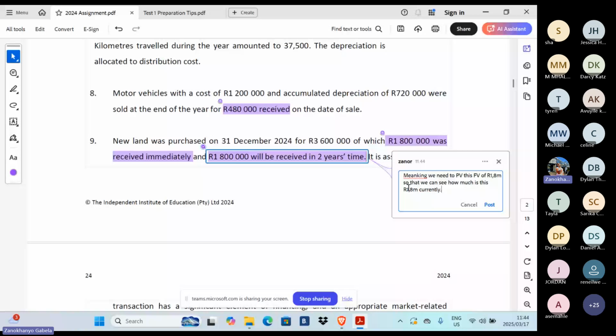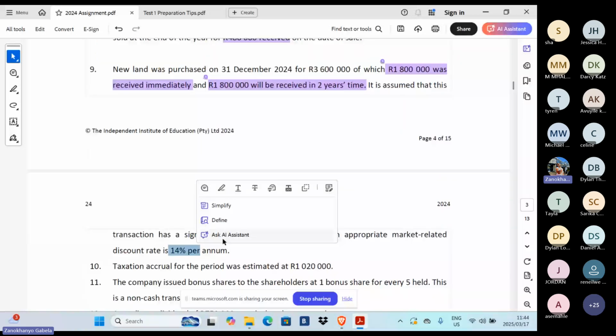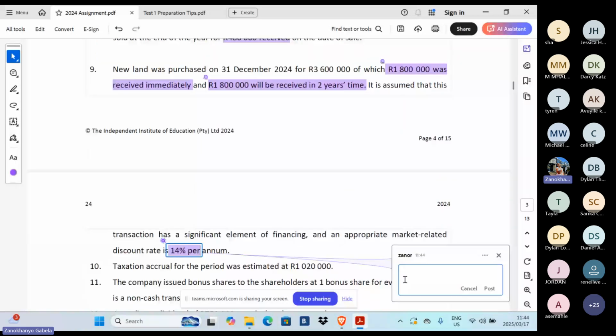Right, currently. So that means we will need I/Y and the number of years. So in 2 years' time, we already have that. Okay, let's punch this in. So we'll say FV equals 1.8, I/Y equals 14%, N equals 2, PMT equals 0. Then you compute your PV.